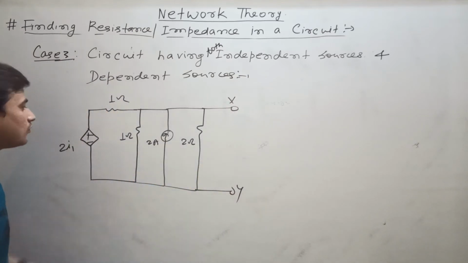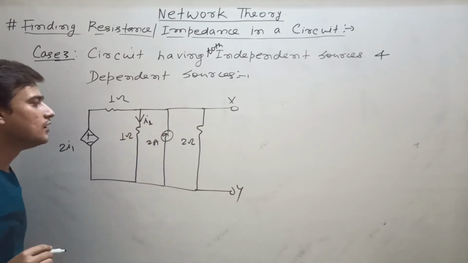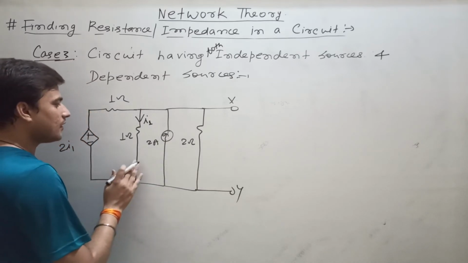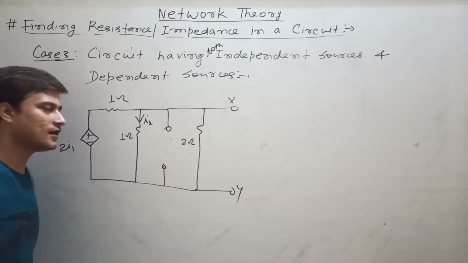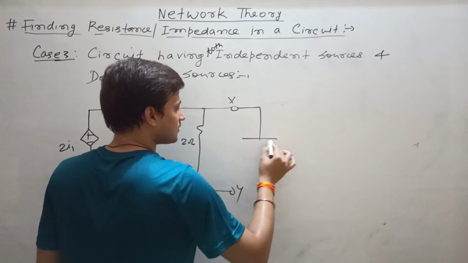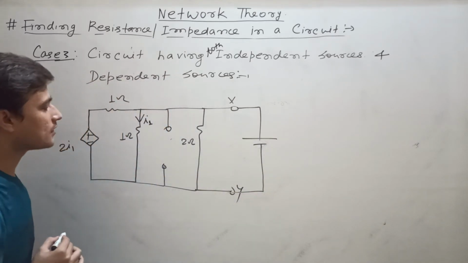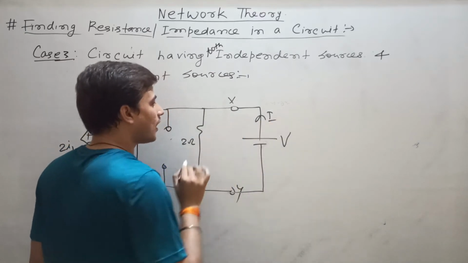So let us see how to find. And this current is I1. So first step, deactivate the independent source. So the current source will be replaced by an open circuit. What is the second step? You will have to connect a battery. A battery will always be in your hand if you are finding equivalent resistance. Its value will be V. It will be inserting a current I.